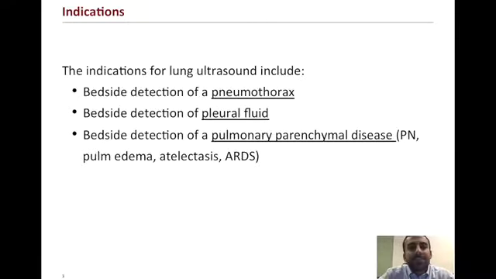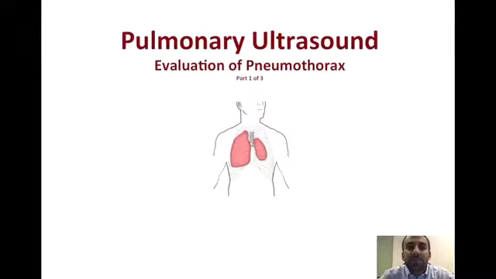So again, indications for the utility of lung ultrasound have been demonstrated for detection of a pneumothorax, detection of pleural fluid, and for the detection of pulmonary parenchymal disease or airspace disease. This section will talk about the evaluation of point-of-care ultrasound for the detection of a pneumothorax.